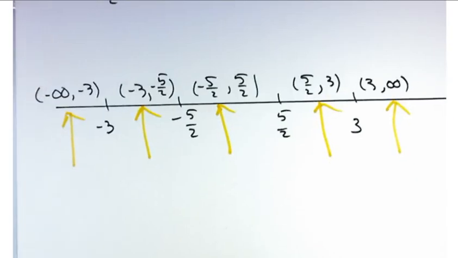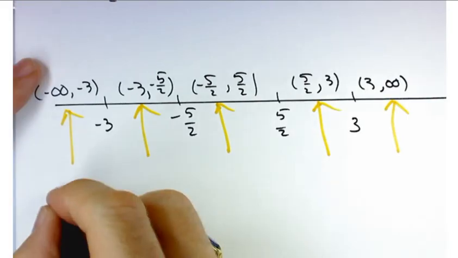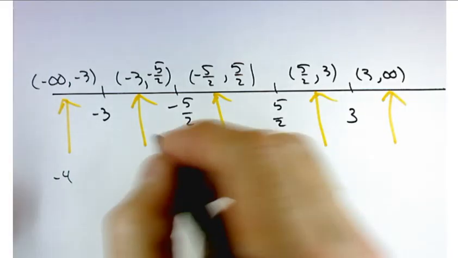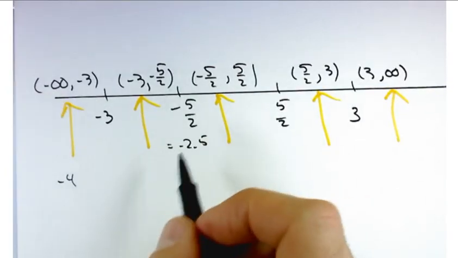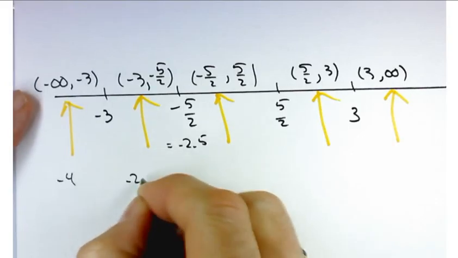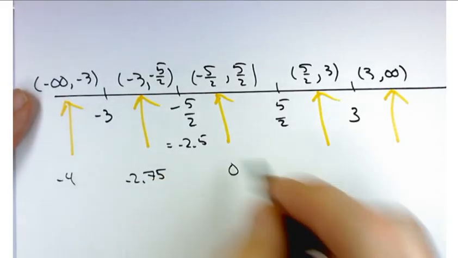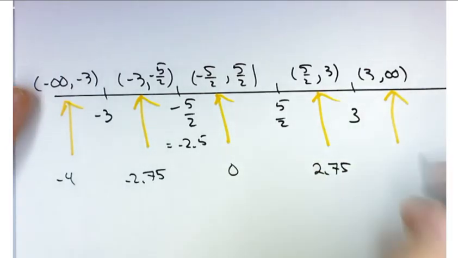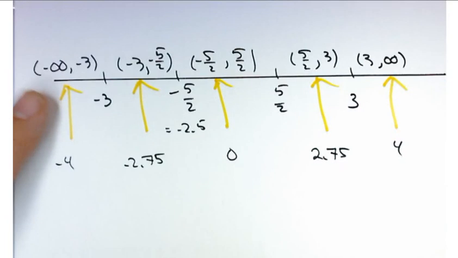Now the first one, that's not so bad. I can just use negative 4. But what point am I going to use for the next interval? Sure, negative 2.75. Just go with a decimal. Keep in mind that this is really negative 2.5. So you can go negative 2.6, negative 2.75. Those are both good. 0 works as a good one here. 2.75, kind of a reflection of what we had over here. And 4. Now where are we going to test those? Well, we're going to test those in the original inequality.